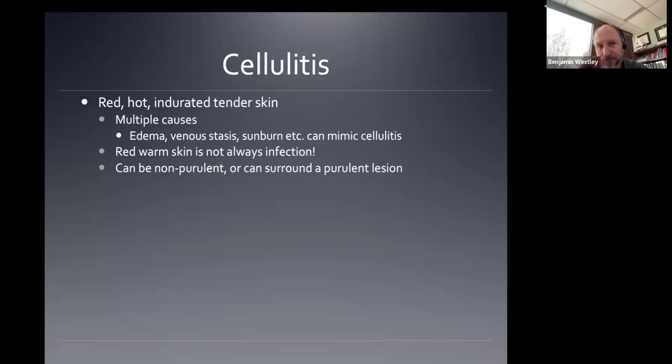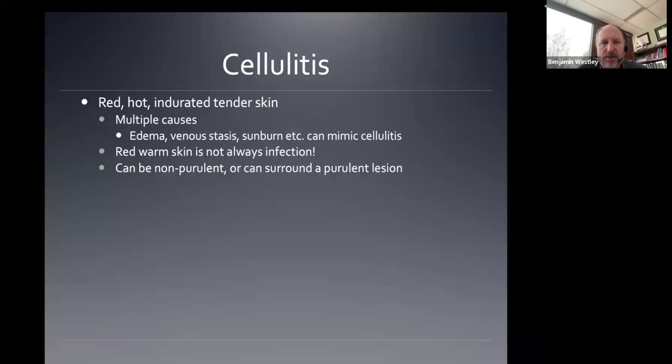For very small single lesions, topical mupirocin antibiotics work just fine, but for multiple lesions or severe ones, oral cephalexin is typically what's given. Now, cellulitis is that more red, hot, tomato red, fiery looking, painful skin. And multiple things can mimic cellulitis, which I'll show a picture of in a minute. So you can get venous stasis, sunburn, and stuff. It can look like cellulitis. Not all red skin is cellulitis.